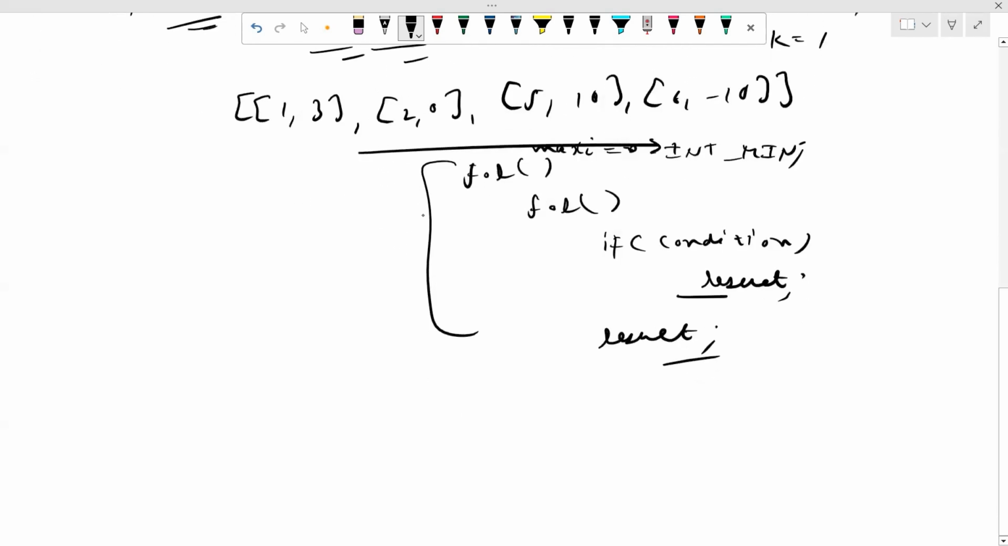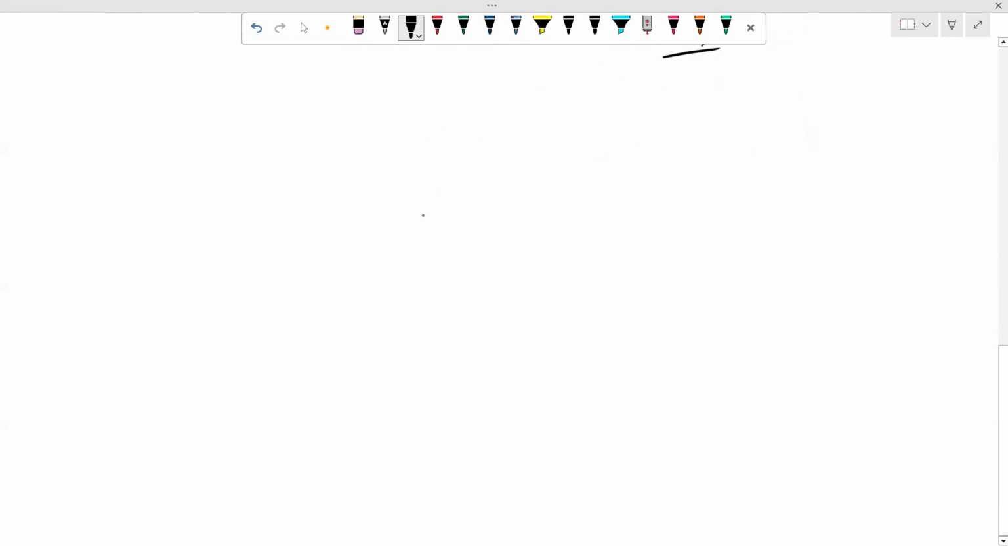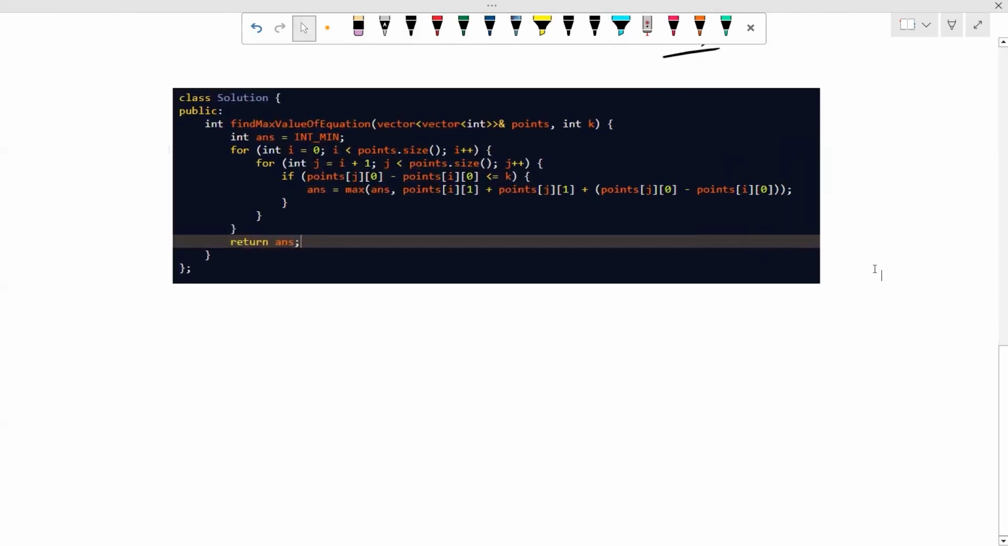So let me just copy paste the code for you guys. The code will look something like this. Initially, we'll have something like an answer, which will store the answer in it. So we just need to iterate over the entire points, right? This will be the array, right? We just need to iterate by using two for loops, and we just need to check this condition.